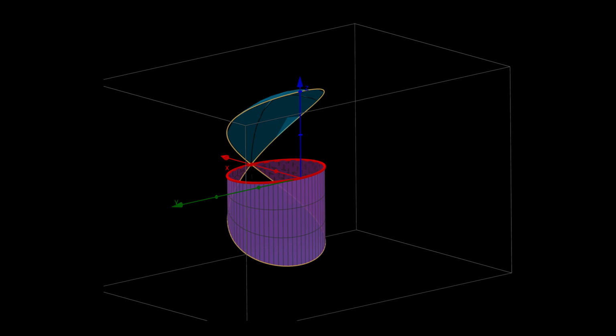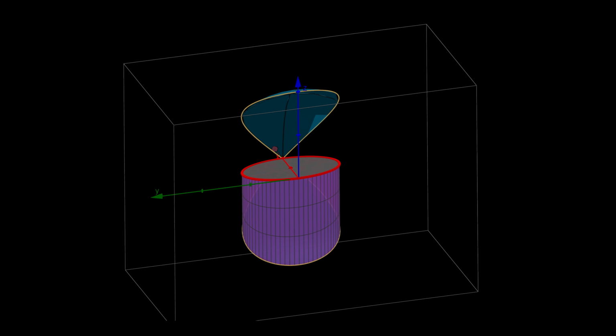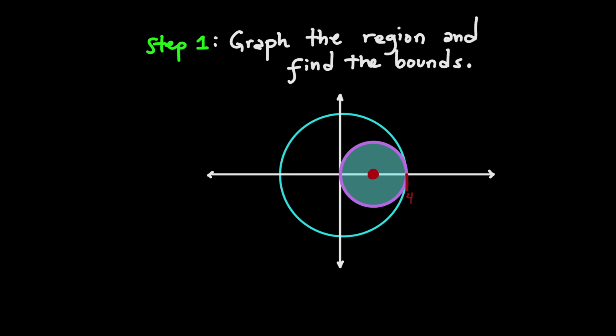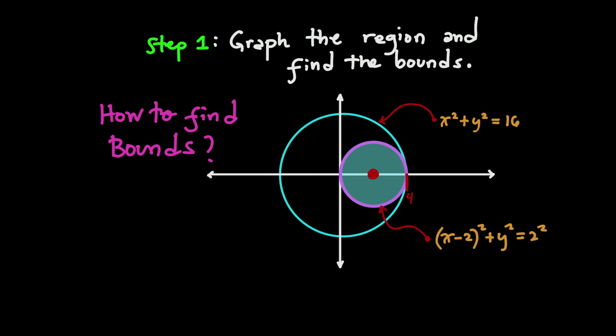Notice that this region is the precise projection of your solid onto the xy plane. Now, this circle is also the projection of the sphere onto the xy plane. So the original equation is given by this one plus z squared is equal to 16. And the equation of this small circle is this one. Now, how do we find the bounds for the r and theta?